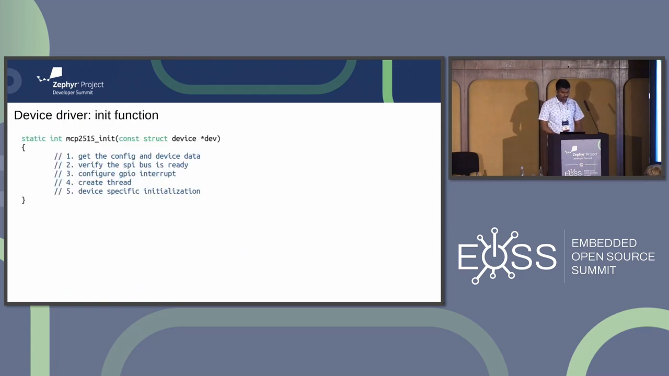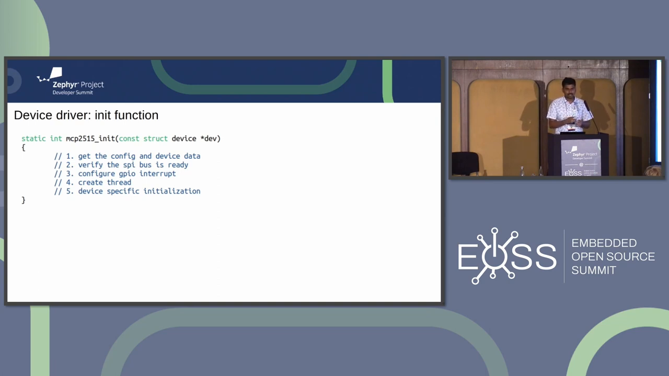So here is the initialization function. First we need to get the config and device data. Second, this MCP25 is connected over the SPI bus, so we first need to verify the SPI bus is ready. Once it's ready, afterwards we can configure the interrupt and create a new thread. Basically, this thread is used to handle the interrupt.